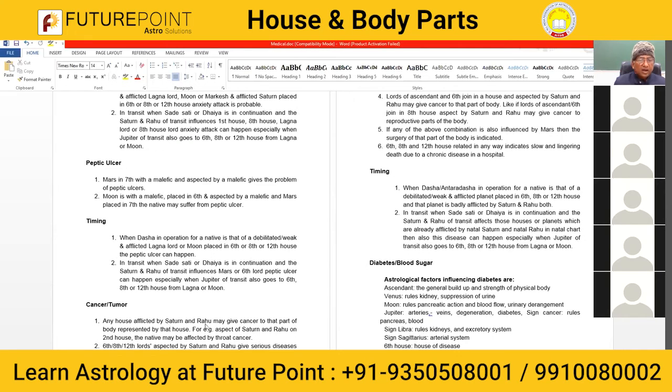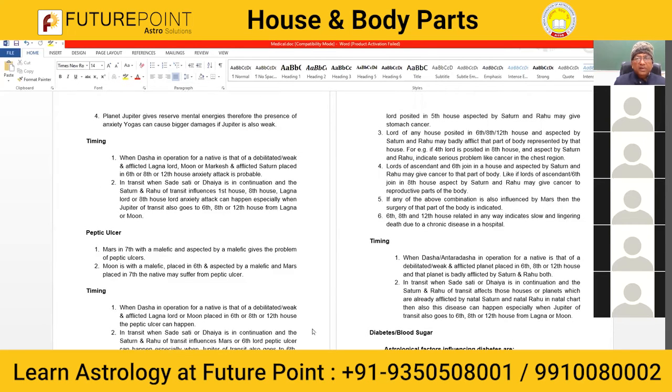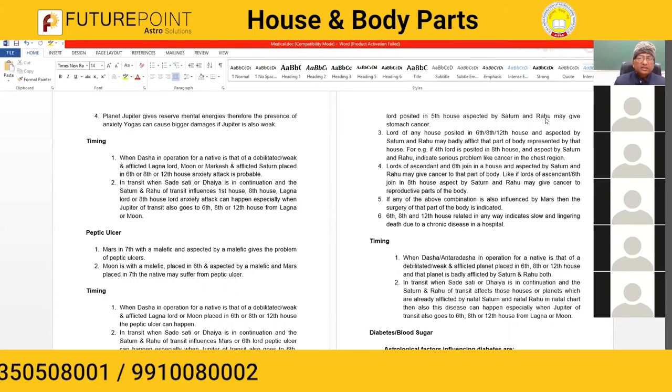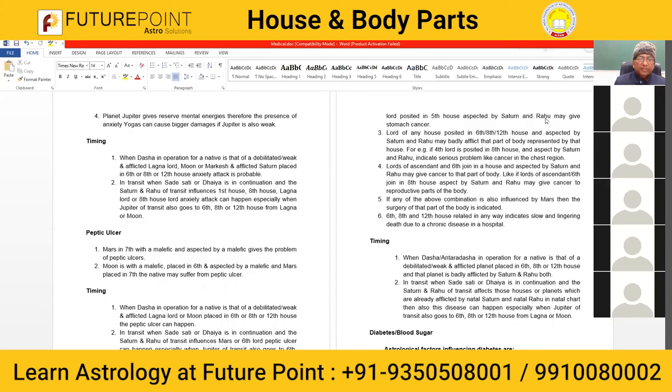But the Rahu Moon combination or Saturn Moon combination gives rise to Cancer. Saturn and Rahu disturb the structure of the body. But Moon has to be there. It has to be afflicted. Then only Cancer occurs. And if Jupiter is there, then it adds to the problem.